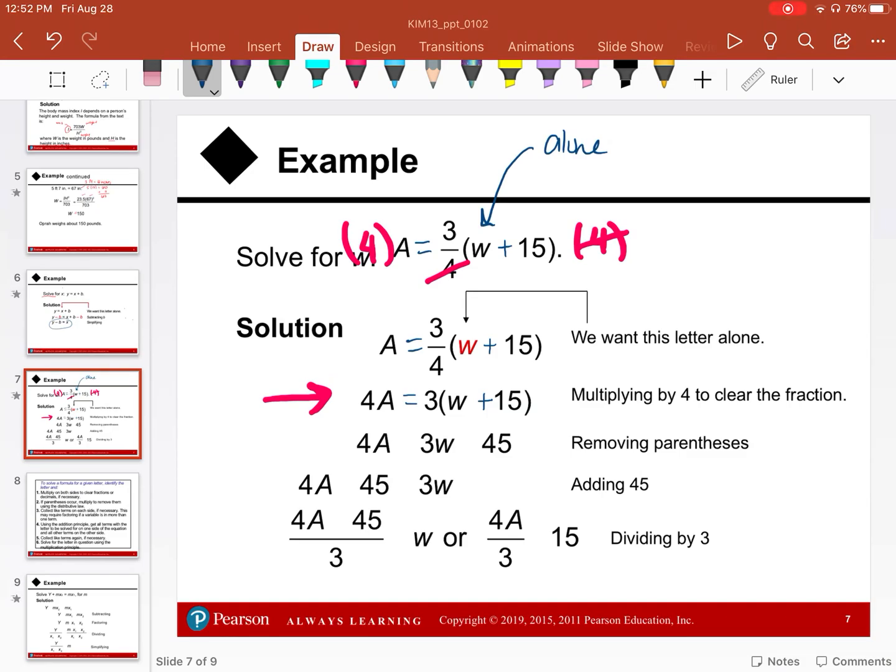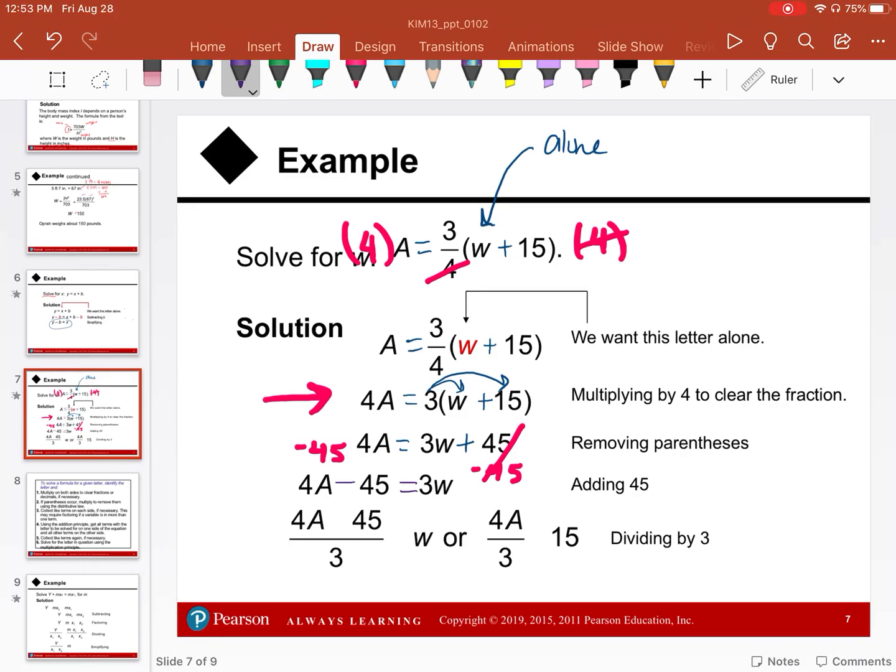All right. Well, we need to work with that 3. Let's go ahead and distribute that 3. 3 times w is 3w, and 3 times 15 is 45. We want to get w by itself, so let's go ahead and subtract 45. So we have minus 45, that's gone, and then minus 45 to that 4a. So that we're left with 4a minus 45 is equal to 3w.